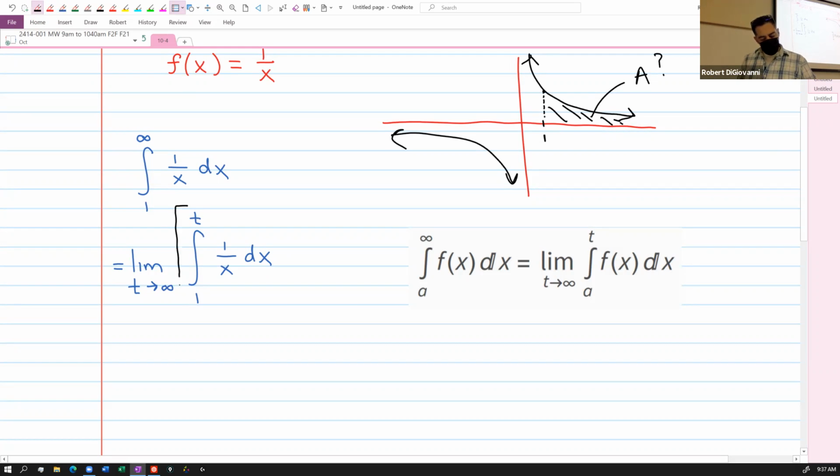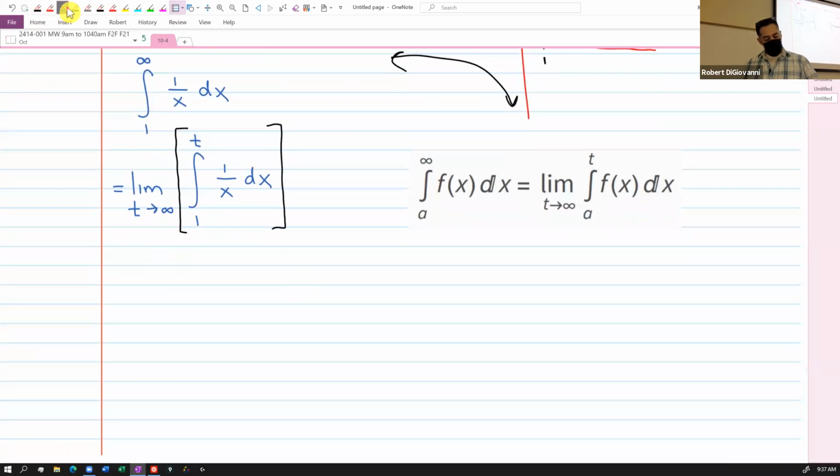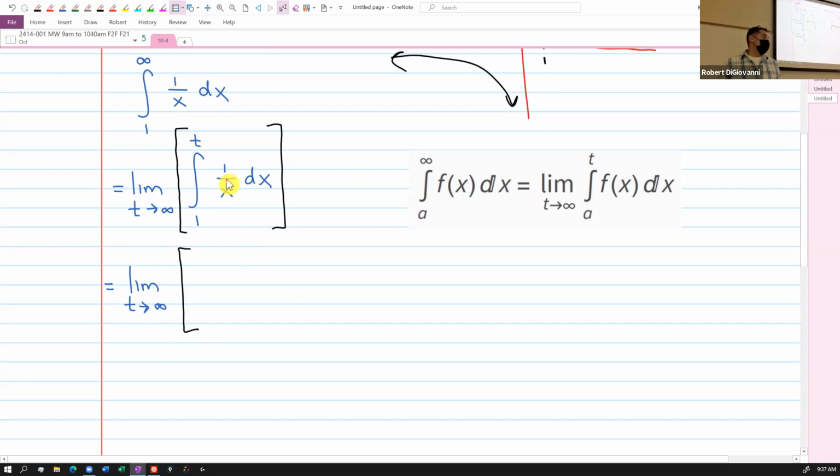Everything in that bracket is something that we know how to do. That is a definite integral. The only difference is instead of using 2 numbers, I'm using a number 1 and then a variable t. So let me rewrite the limit because I'm not done with it. Using the fundamental theorem of calculus, I need to find the antiderivative of 1 over x, which is natural log of x. It should be natural log of the absolute value of x, shouldn't it? Now, I'm not going to put the absolute value. Why do you think I'm not putting the absolute value?